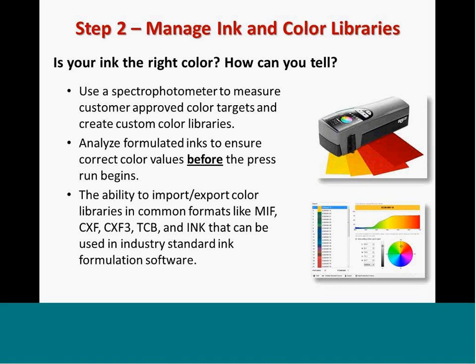So one of the things is, let's ensure that your ink is the right color. Use a spectrophotometer and measure it against the customer-approved color target, and get the actual custom color library that's going to be used on press. Now, there's also a way to handle it if the customer does not have an actual color target specified but supplies a physical visual target. That's where you measure that physical visual target, the ink drawdown of the previously printed piece, and create that target reference value that you're going to use to make sure that the color on press is accurate.